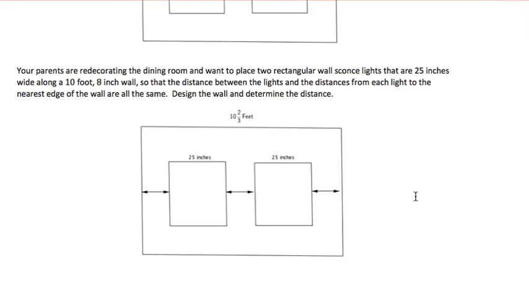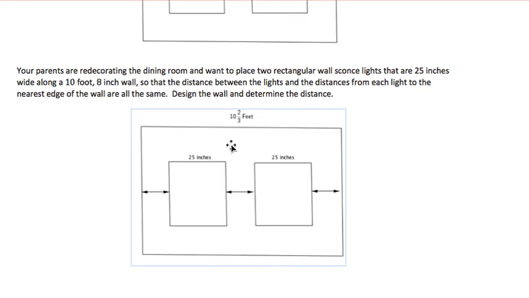In a similar problem, your parents are redecorating the dining room and want to place 2 rectangular wall sconce lights that are 25 inches wide along a 10-foot, 8-inch wall, so that the distance between the lights and the distances from each light to the nearest edge of the wall are all the same. We need to design the wall and determine the distance.